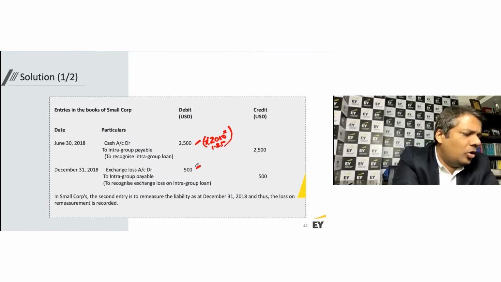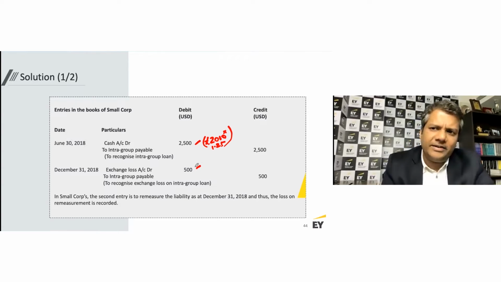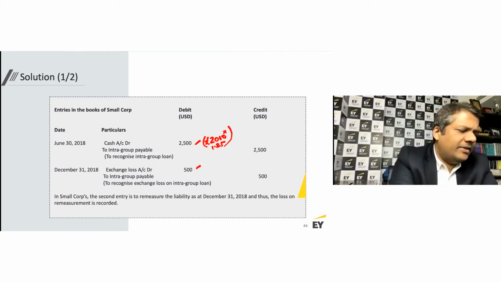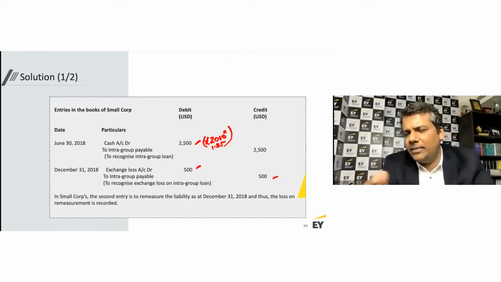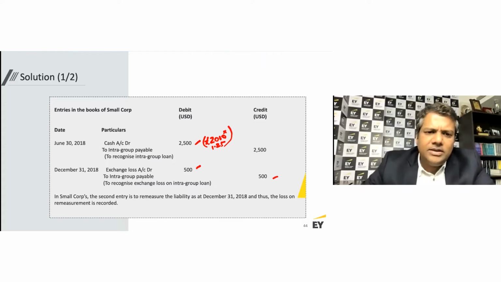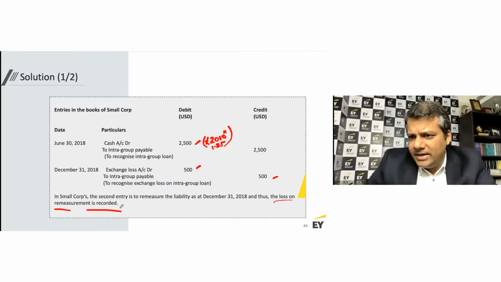So the dollar payable should be in my books now at 3,000, which is 2,000 into 1.5. I have a payable of 2,500, so I'm going to record a loss of 500 and increase the payable by 500. So there is a loss which I need to record in Small Corp, right? That's the loss on remeasurement, and it's a monetary liability, right?